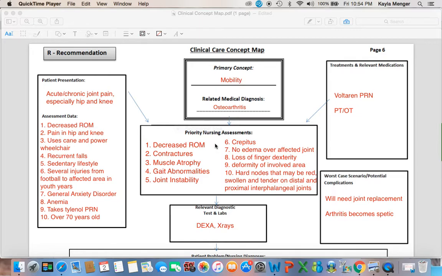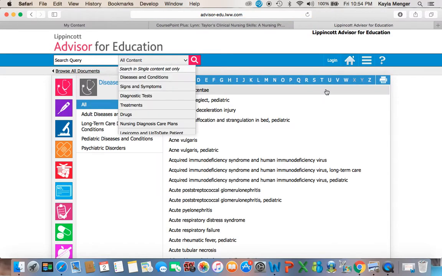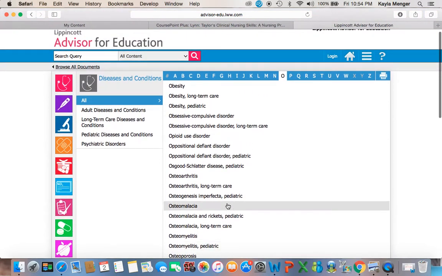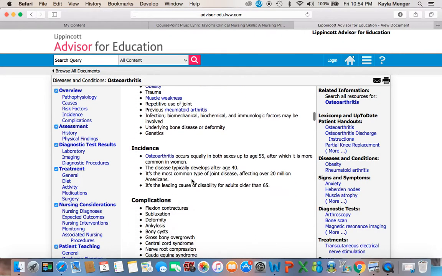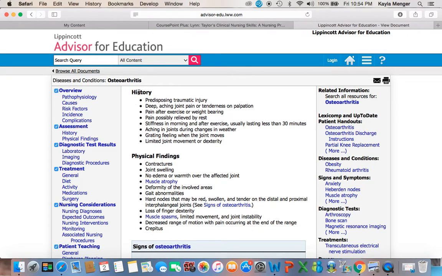From there, I go to our Lippincott Advisor website. You just click on the Lippincott. You're going to go to diseases and conditions. So you can either go this way and find osteoarthritis, or if you want to type it, you could put it in here, whichever is easier. So you'd scroll down, look for assessment. So you can do anything under history or physical findings.